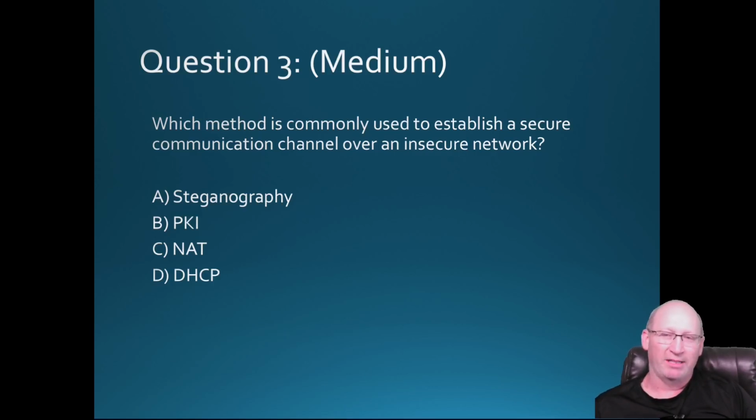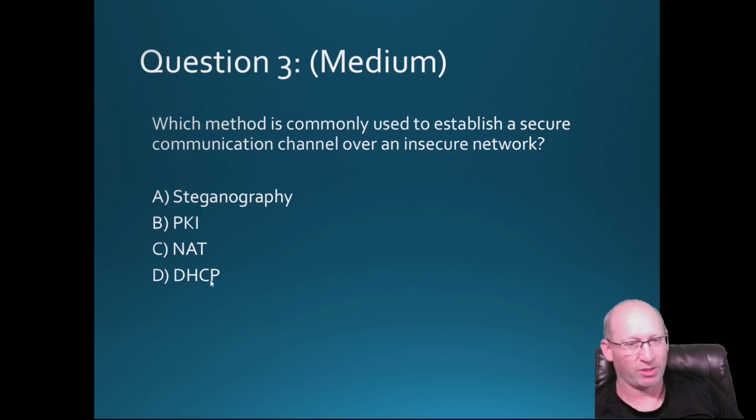But no, it says to establish a secure communication channel over an insecure network would be PKI. I don't know. It sounds an awful lot like VPN to me. But VPN was not an answer. And so it must be PKI. PKI is going to be the correct answer on this one. Moving on. There we go.